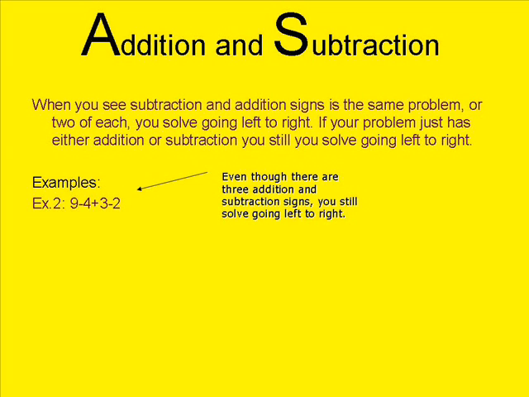When you see subtraction and addition signs in the same problem, or 2 of each, you solve going left to right. If your problem just has either addition or subtraction, you still solve going left to right. Even though there are 3 addition and subtraction signs, you still solve going left to right.